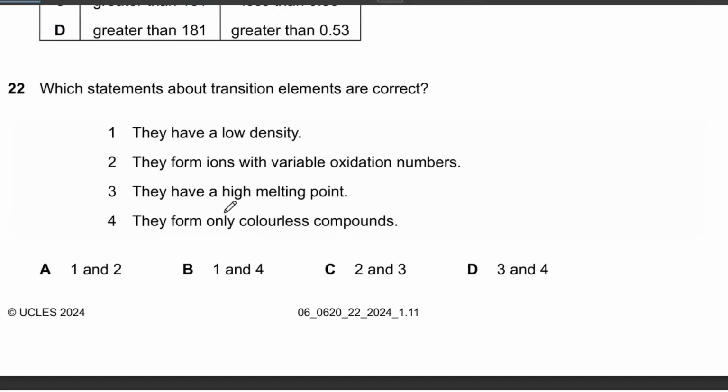Question 22. Which statements about transition elements are correct? 1. They have a low density. No. Transition elements have high density, so option 1 is wrong. They form ions with variable oxidation numbers. That's correct. They have high melting point. That is correct. They form only colorless compounds. That is wrong. They form colored compounds, not only colorless compounds. So the answer therefore is C, option 2 and 3.